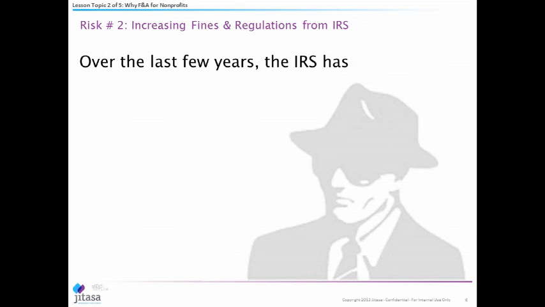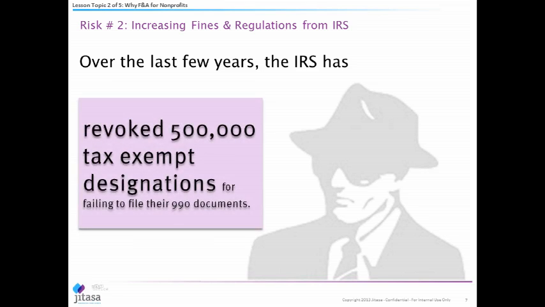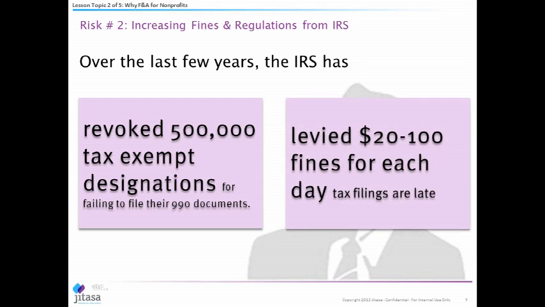Another risk is that there's just an increasing number of fines and regulations and scrutiny from the IRS into the nonprofit sector. I believe before a few years ago, the nonprofit community got a pass from the IRS, and there were some requirements, but they were very loosely held. But we're finding in the last few years, the IRS is actually beginning to revoke the tax-exempt designations for any nonprofit that fails to file their 990s 3 years in a row. And it's actually an automatic revocation. Within the last few years, they've revoked over 500,000 designations from nonprofits as they've enforced this policy.